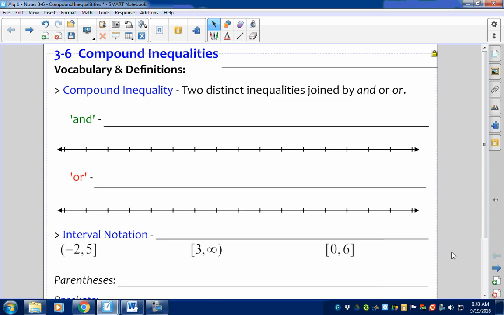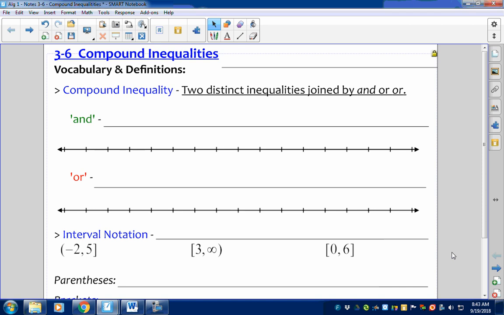Or if you say that we need to spend either 4 hours on the project or less than 2, that's a compound inequality. You add an or in there. So ands and ors.